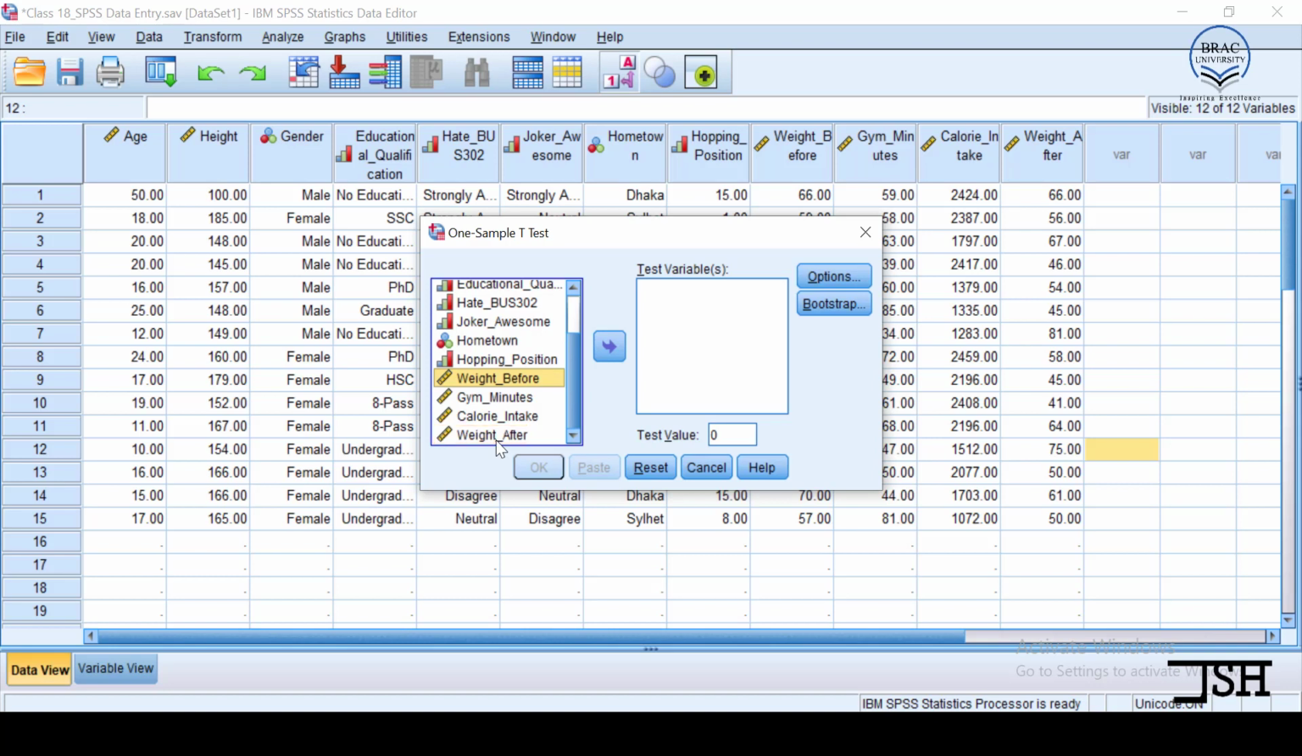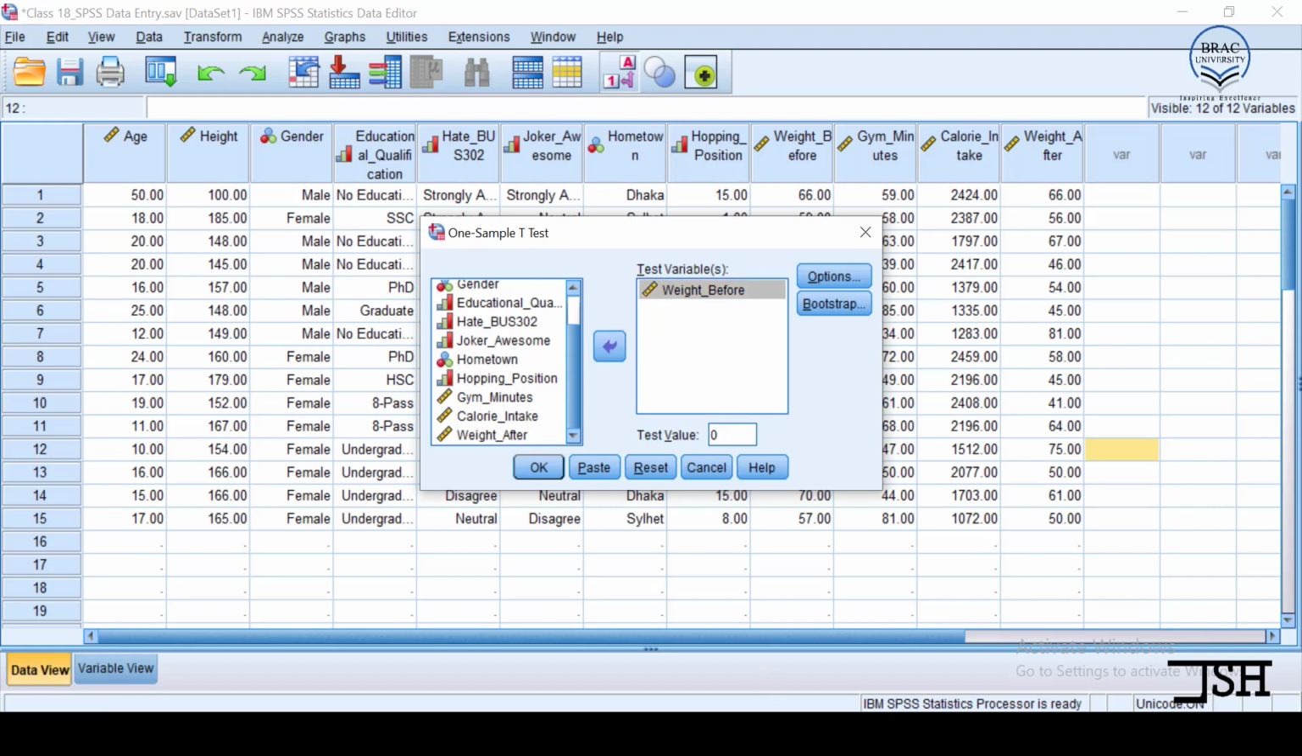For the time being, let's assume that the question asked us to compare the means of weight before the exercise program. So let's select weight before and then click this button. The weight before variable is taken to the right hand side. Now we have one last task left. We have to fill out this cell, test value.